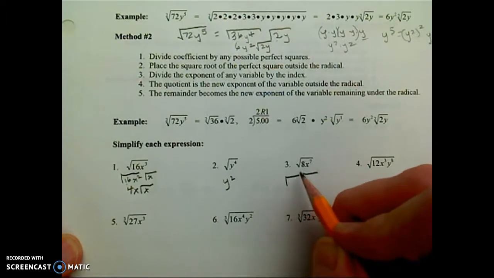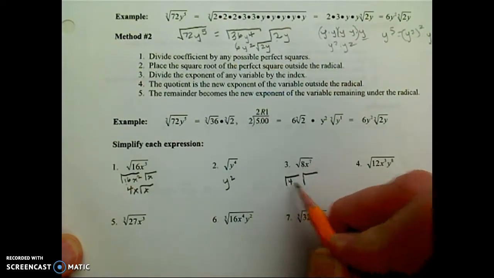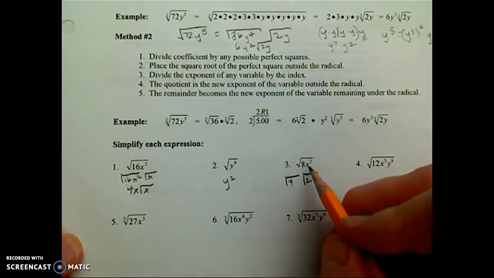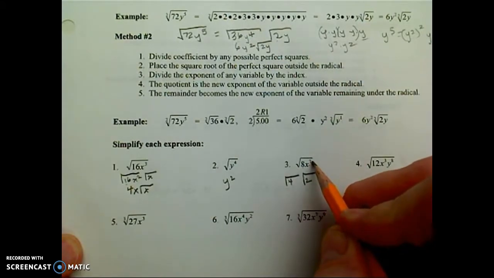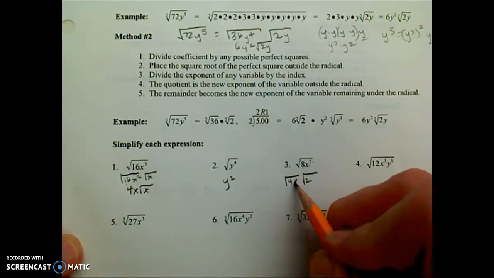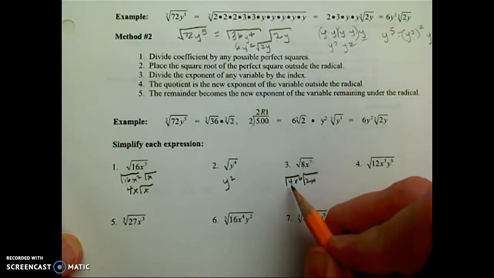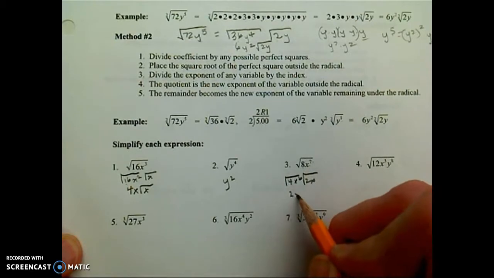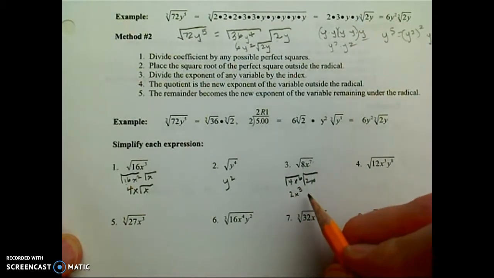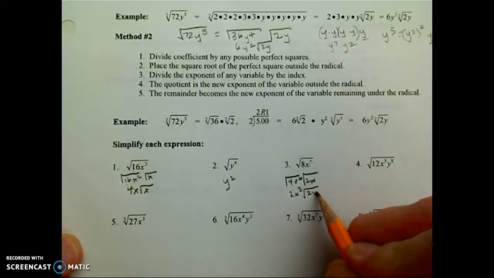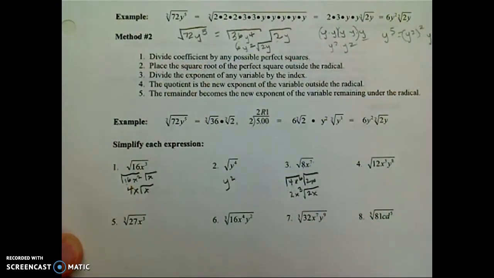8x to the seventh. 8 can be broken down into 4 times 2. X to the seventh, that's an odd number, so I subtract 1, x to the sixth, and then I have a 2x left over. So the square root of 4 is 2, the square root of x to the sixth is x to the third, and then I have 2x remaining.